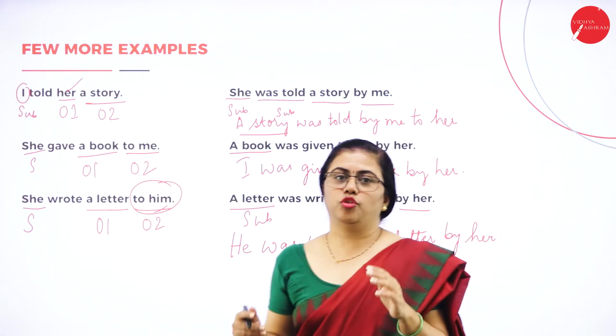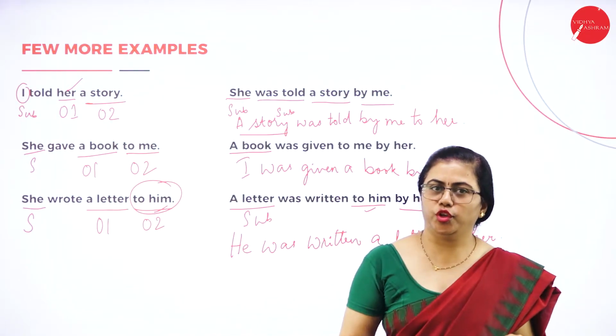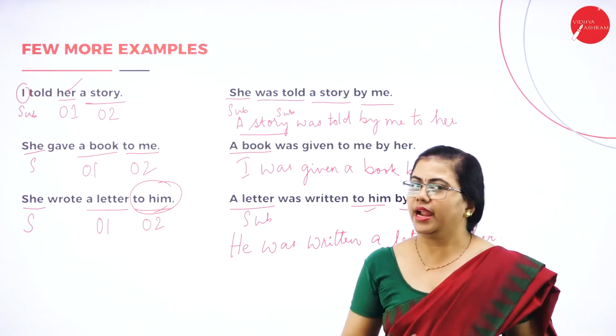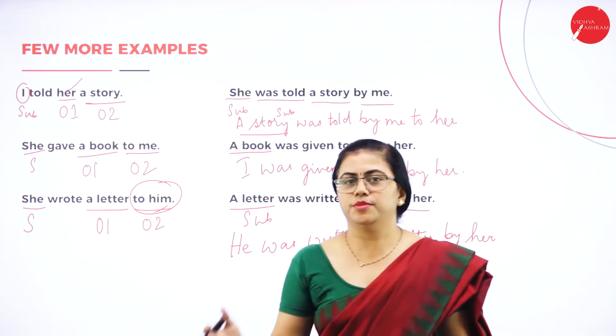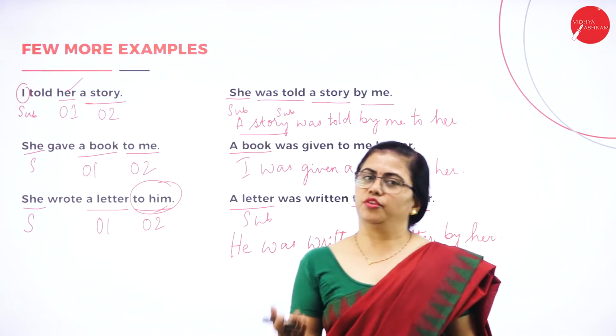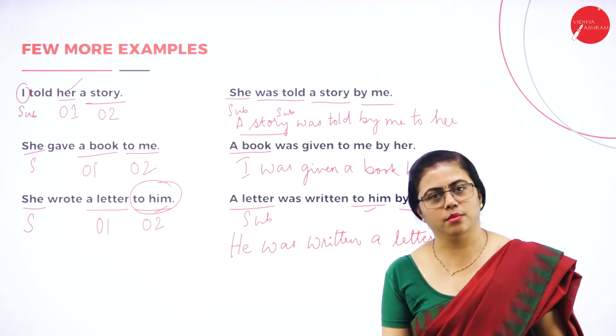Okay. So whenever you have two objects, it is left to you. Your liberty, you can take liberty and change it accordingly. If you want to put object 2 first as the subject, you can put it. If you want to put object 1 as the subject, you can put it.